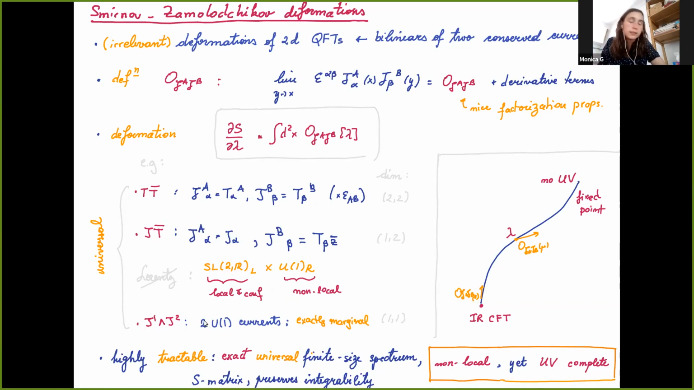And finally, there's this trivial example that I'll use for pedagogical purposes, J1 with J2, for two U1 currents. This is an exactly marginal deformation, and we'll just play with it. In the case of these two, this is exactly the flow picture that one gets. The nice thing about these deformations is they are highly tractable. You can get an exact and universal formula for the finite size spectrum. For the S matrix, they preserve integrability if initially present. And basically from the formula for the S matrix, you get the idea that the theory, despite being non-local at the scale set by the deformation, is actually UV complete because you have a nice S matrix.